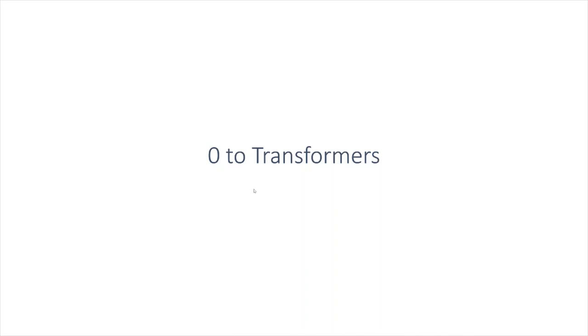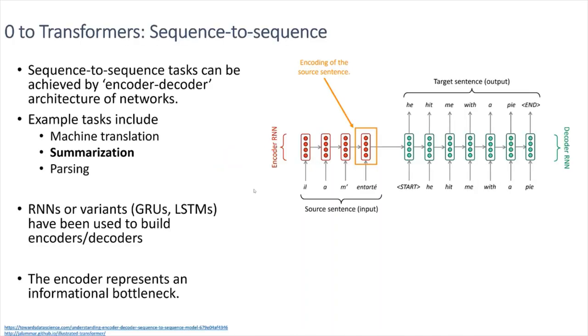So the starting point for transformers are sequence to sequence models. Sequence to sequence models can be used in translation, summarization, like we saw earlier. And so the most popular architecture is known as the encoder-decoder architecture, which is shown on the right. So the encoder consists of a sequential neural network such as an RNN or an LSTM or BiLSTM.